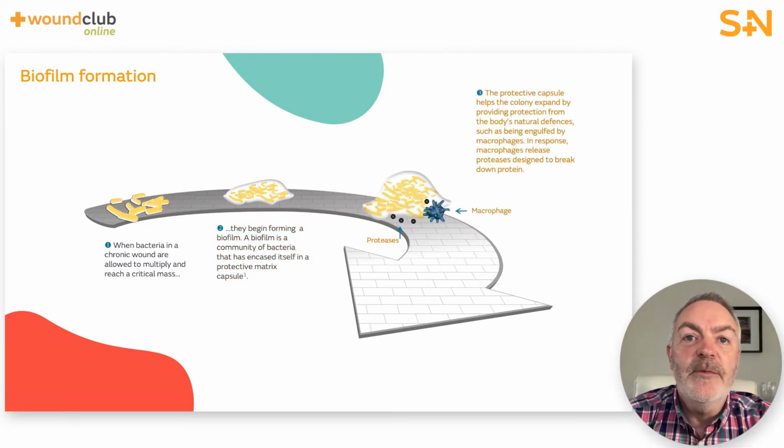This EPS creates a barrier that limits the influence of the host's immune system, antibiotics and antimicrobials. It allows them to be adaptive to changes in their environment. Microbes can disperse from the edges of the biofilm individually or in clumps to colonize new surfaces and cause recurrent infections. The protective capsule helps the colony expand by providing protection from the body's natural defenses, such as being engulfed by macrophages. In response, the macrophages release proteases designed to break down protein.